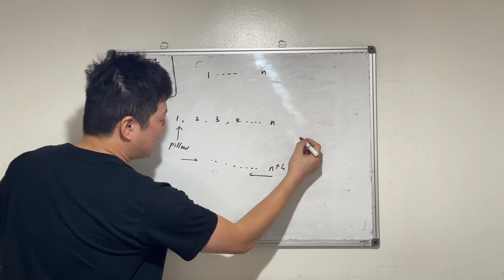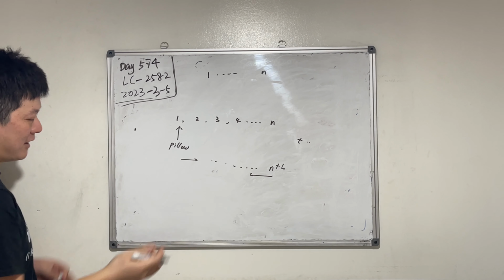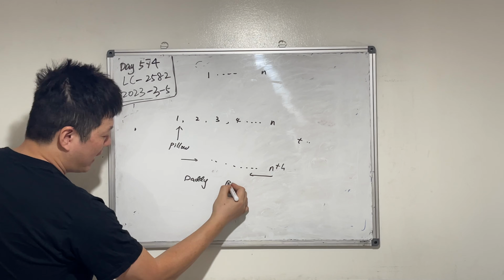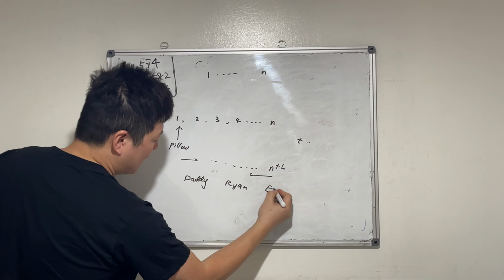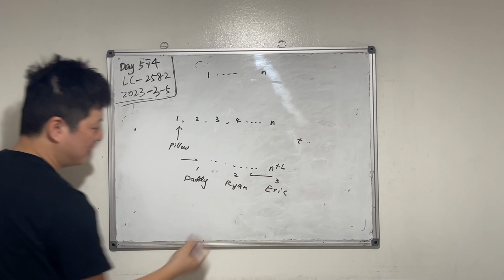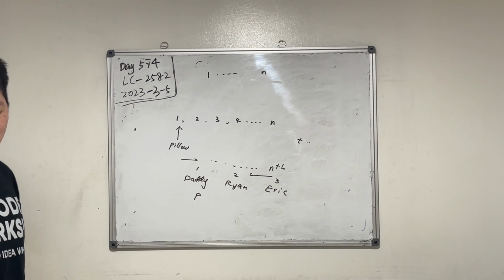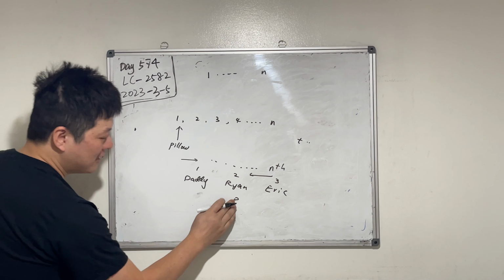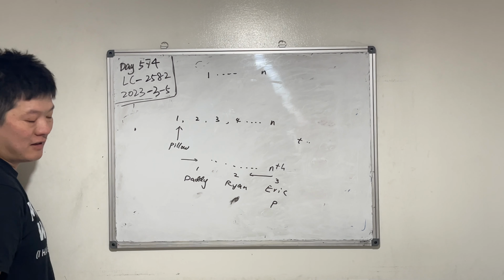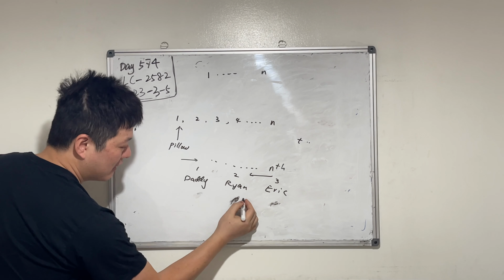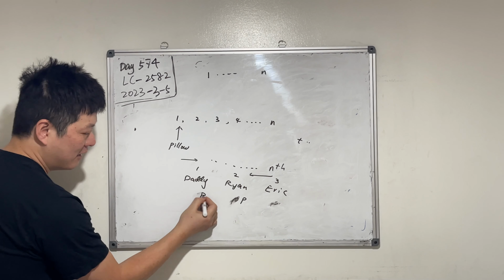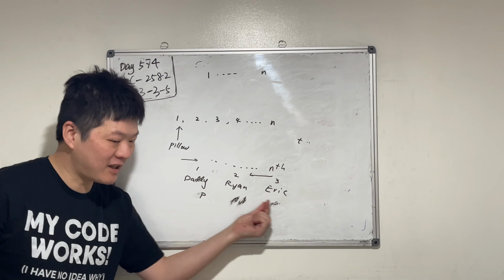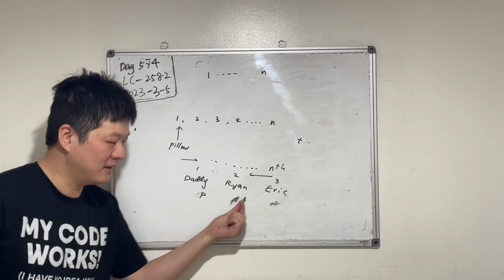So after t seconds, we want to know where the pillow is. Let's take an example of 3 persons, right? So Daddy, Ryan, Eric. 1, 2, 3. Daddy has the pillow. After 4 seconds, who has the pillow? 1st second, 2nd second, the 3rd second, pass it back. The 4th second. Okay, after 4 seconds, Daddy has it. Right? And then the 5th second, 6th second, 7, 8, 9, 10, 11.